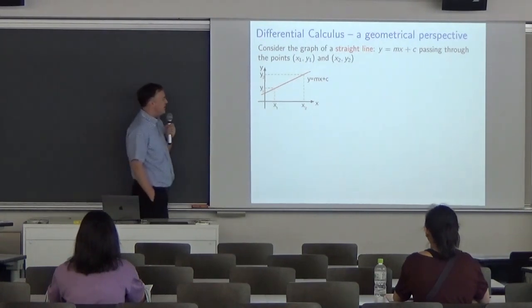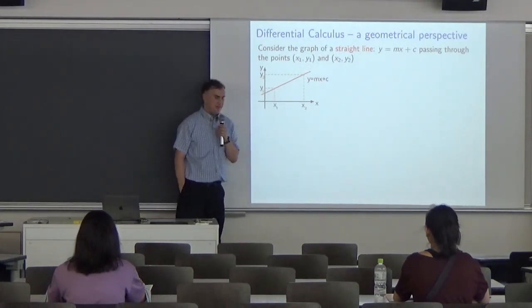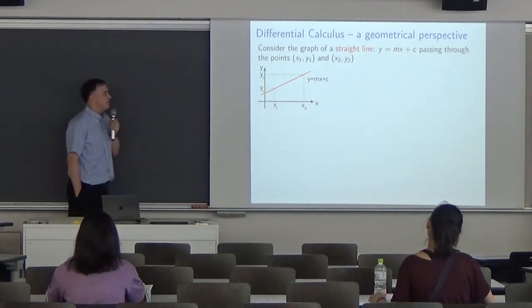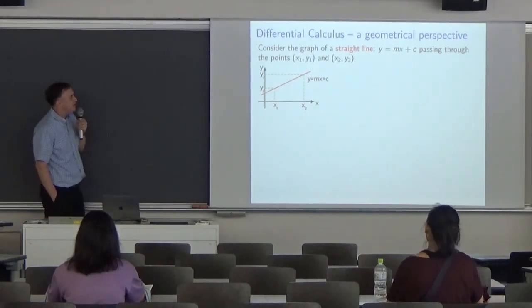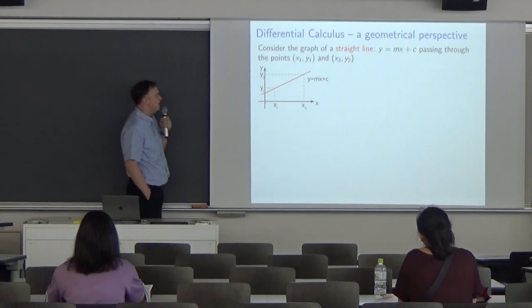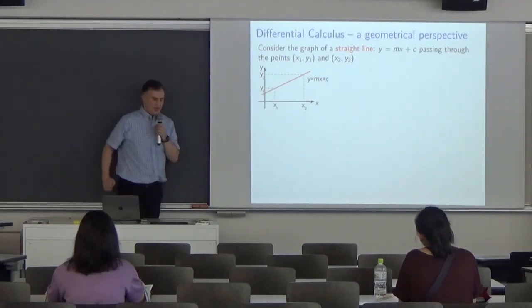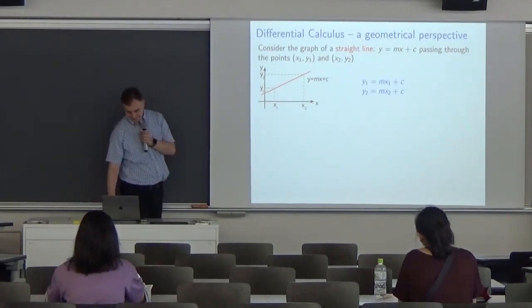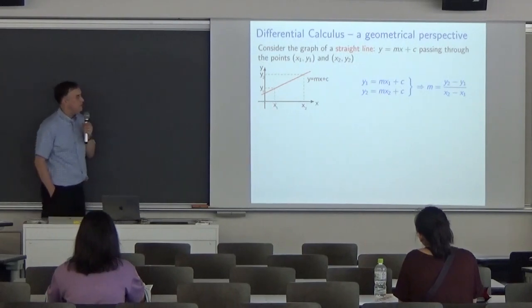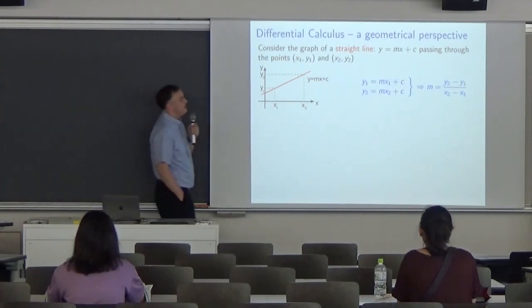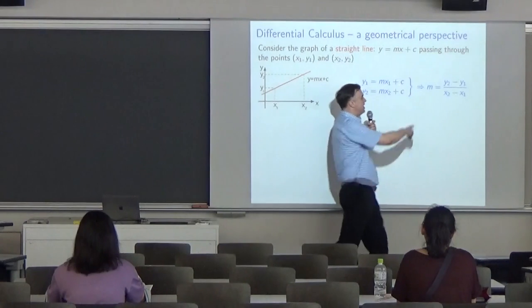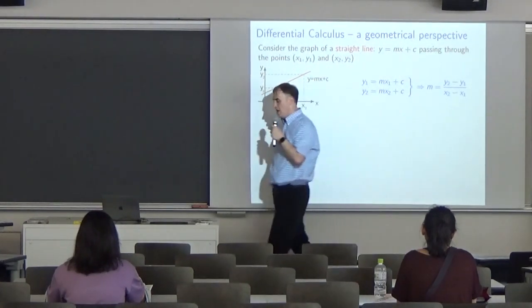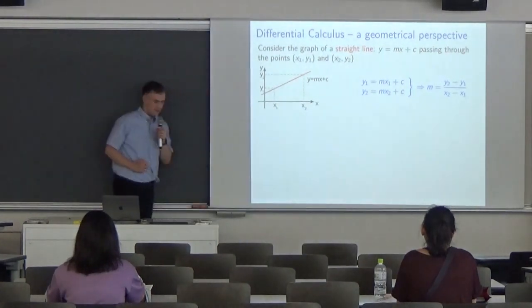So we'll start by doing the easiest possible case, which is the slope of a straight line. So if I have a straight line y equals mx plus c passing through the points (x1, y1) and (x2, y2), then I can easily back out what the slope should be. It's basically the difference in y values over the difference in x values, or rise over run, will give me the slope.